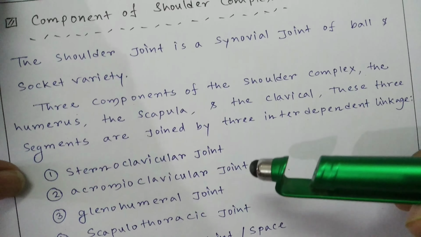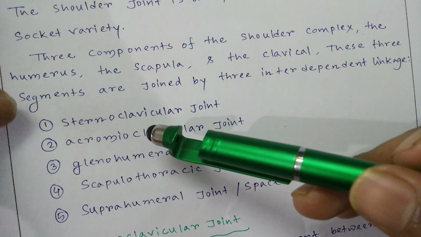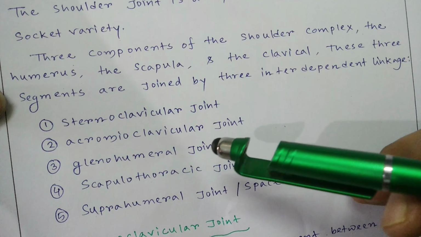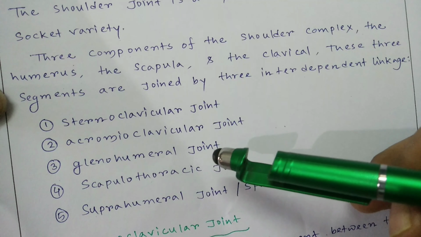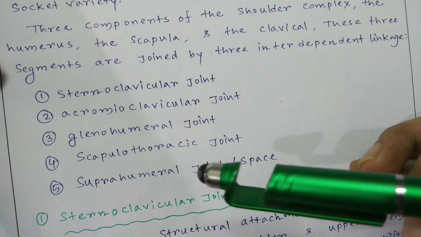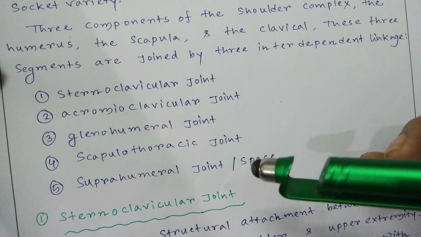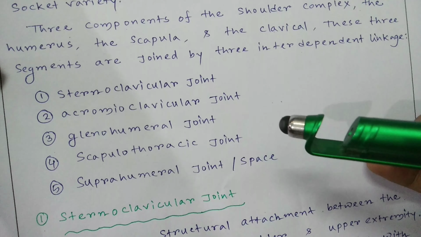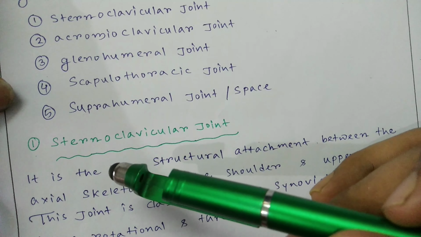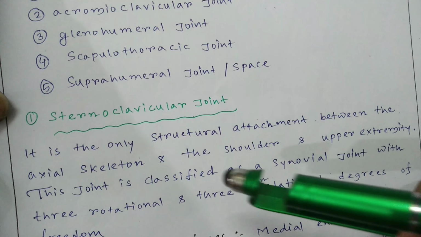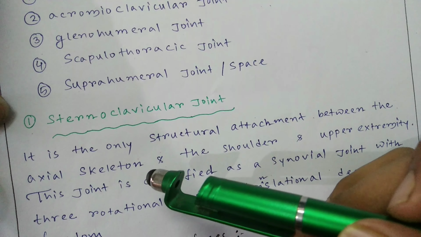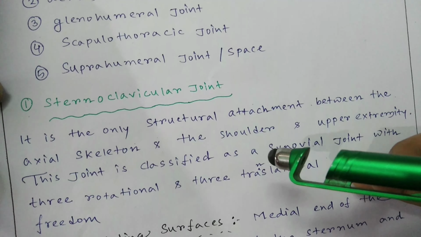Joints of the shoulder complex. First is the sternoclavicular joint, second the acromioclavicular joint, third the glenohumeral joint, fourth the scapulothoracic joint, and the suprahumeral space. Generally it's known as a suprahumeral space. First, the sternoclavicular joint. It is the only structural attachment between the axial skeleton and the shoulder and upper extremity.